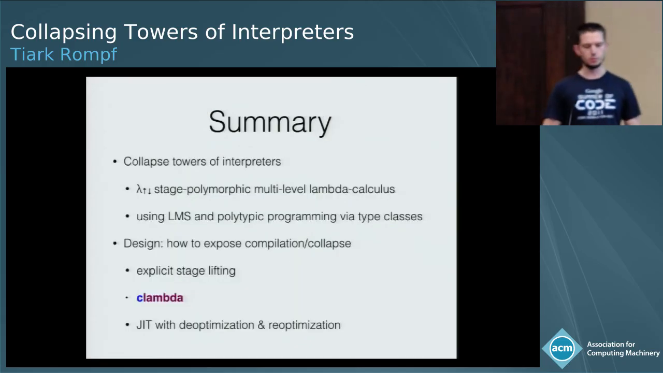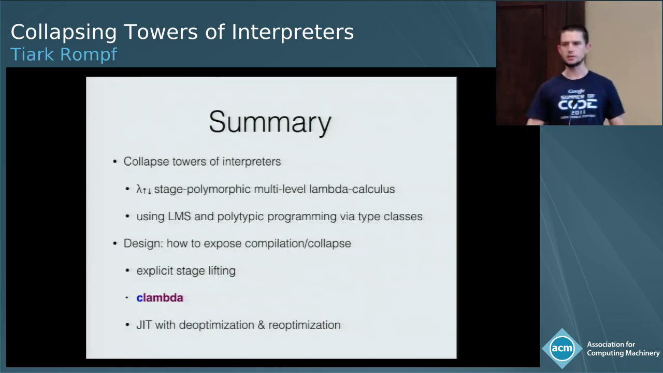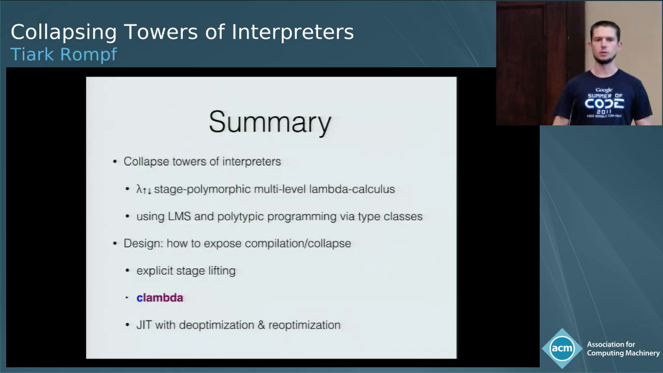Okay, so this is the summary. So now we can collapse towers of interpreters. We have this lambda up-down calculus as a base language. We also showed how we can do the same thing based on LMS in a type-based way in Scala. And based on the results we have, I think there's a pretty big design space where we can think about different ways of how the APIs should look to expose compilation and so on, right? And I think there are also very interesting connections to be explored with respect to just-in-time compilers and de-optimization and re-optimization.